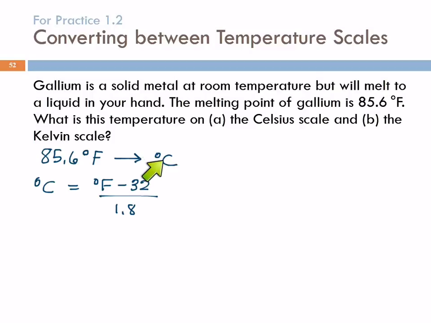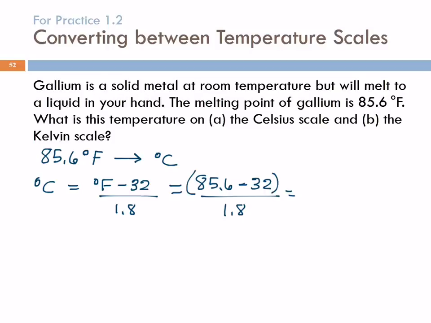We're trying to find degrees Celsius. This says degrees Celsius equals, so we're good. We don't have to rearrange. We're going to take this Fahrenheit temperature and plug it in where the F is. So this is going to be 85.6 minus 32 divided by 1.8.